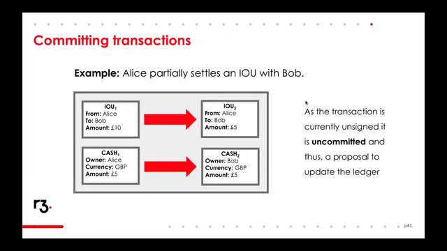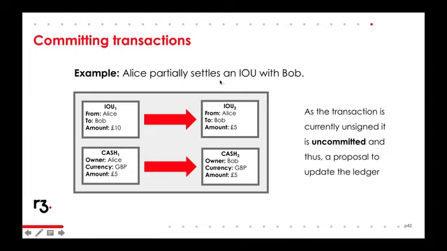If we've got a transaction here that involves an IOU and some cash, what's happening is that we have Alice paying an amount of cash to Bob. She's paying £5, so she's partially settling the £10 IOU by paying £5 to Bob. So what we're doing is updating the amount on the IOU from £10 to £5, and then updating the owner on the cash from Alice to Bob.